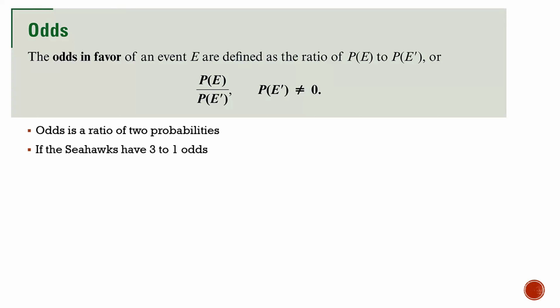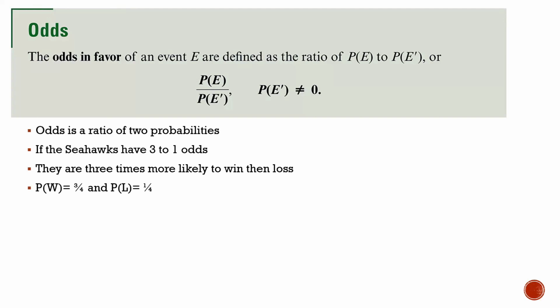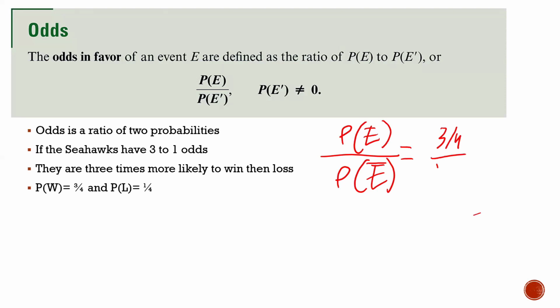So, for example, if the Seahawks have 3-to-1 odds to win a particular game, that means they are 3 times more likely to win than lose, which really means the probability of them winning must be 3/4, and the probability of them losing is 1/4, right? So odds are always the probability of an event occurring divided by the probability of the event not occurring. And then you usually say it as a ratio. So in this case, 3 to 1.